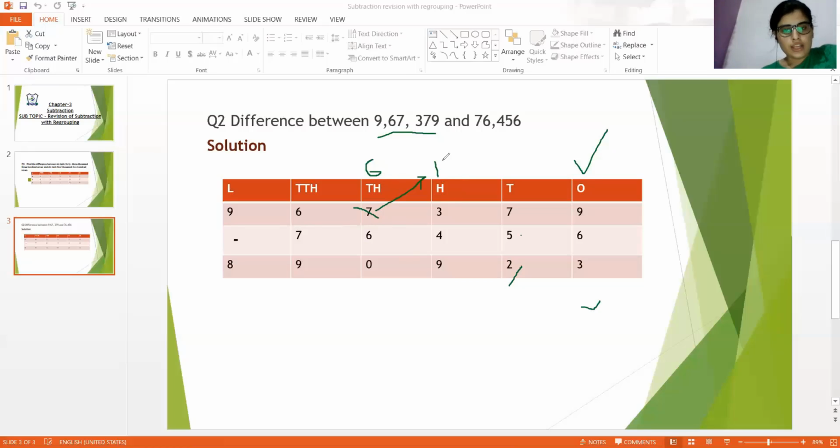So after 1, what we will write? We will write 3, because here at hundreds place we have 3. So we will cut this 3 and now take away 4 from 13. Take away 4 from 13. Yes, we are left with 9. How? After 4 I have 5, 6, 7, 8, 9, 10, 11, 12, 13. So 9, so we will write here 9.